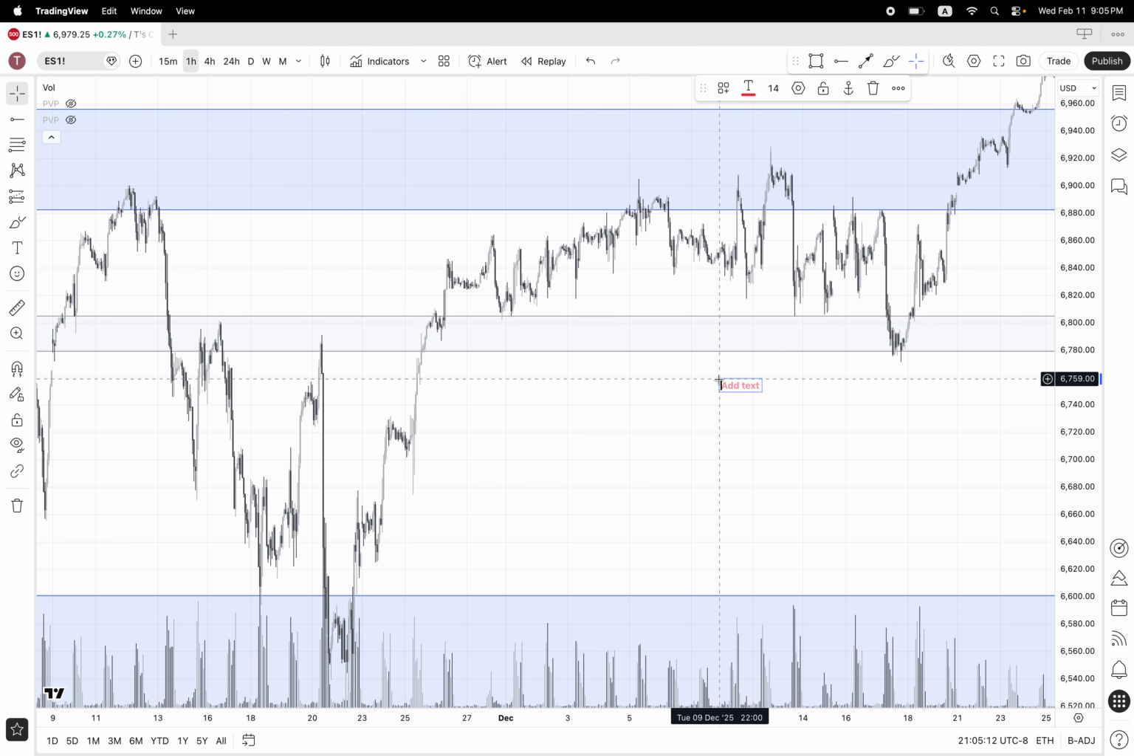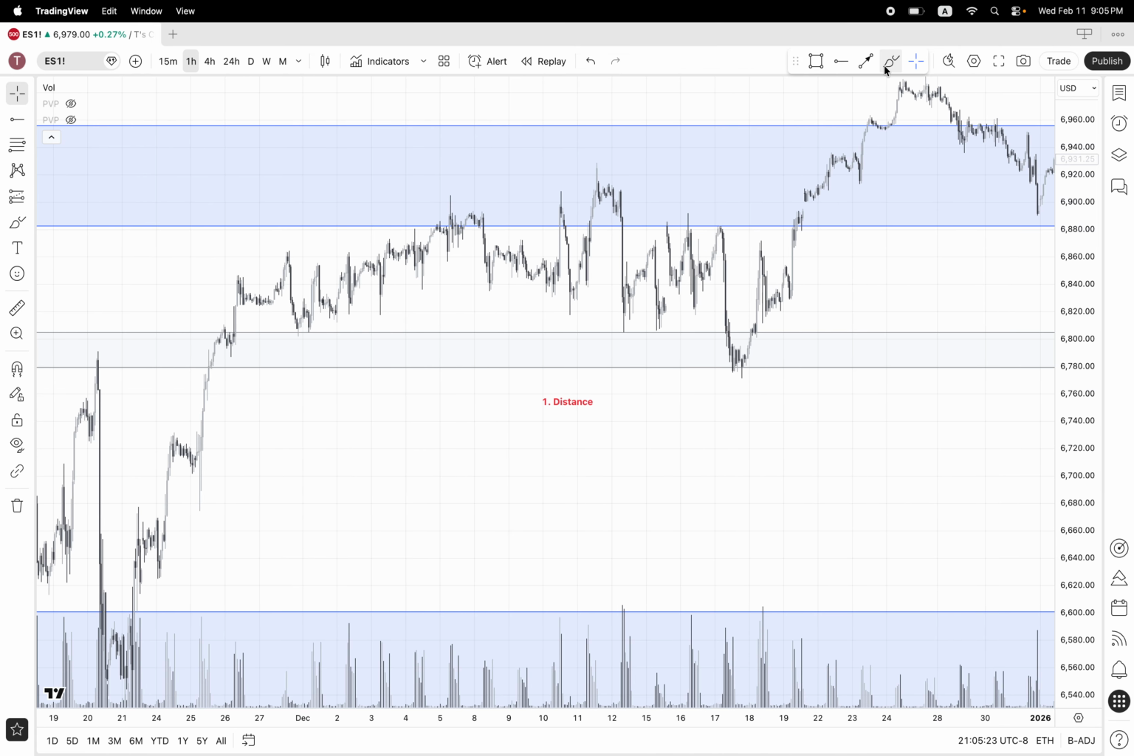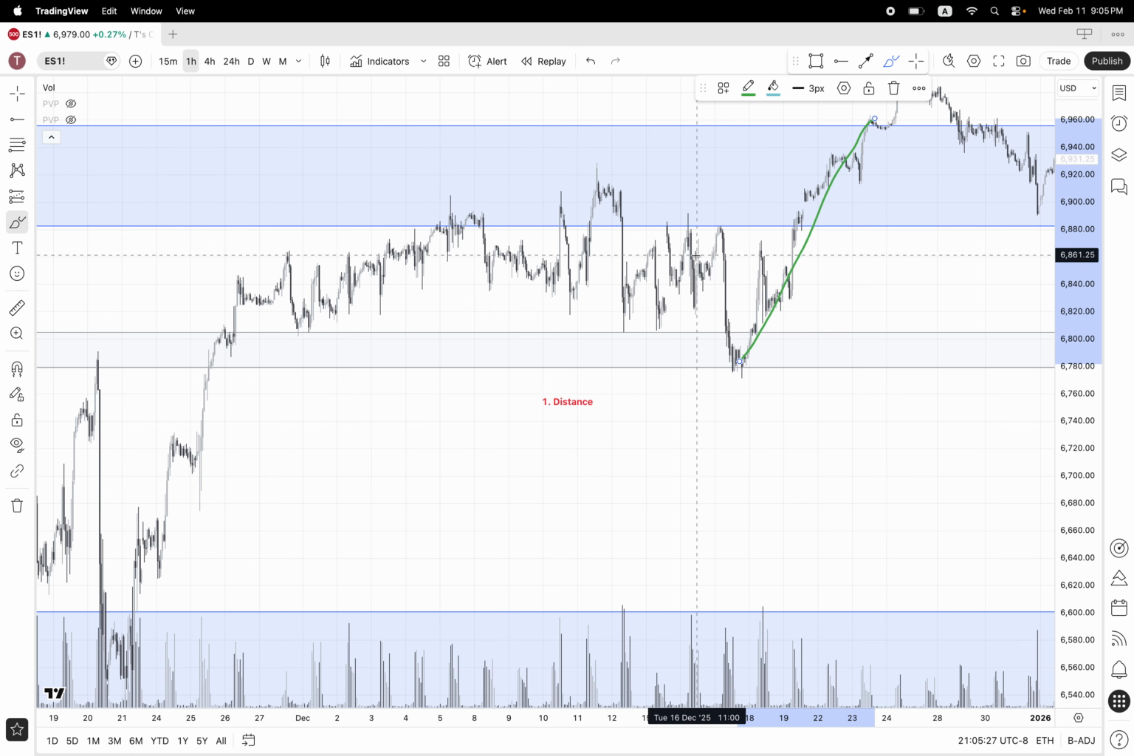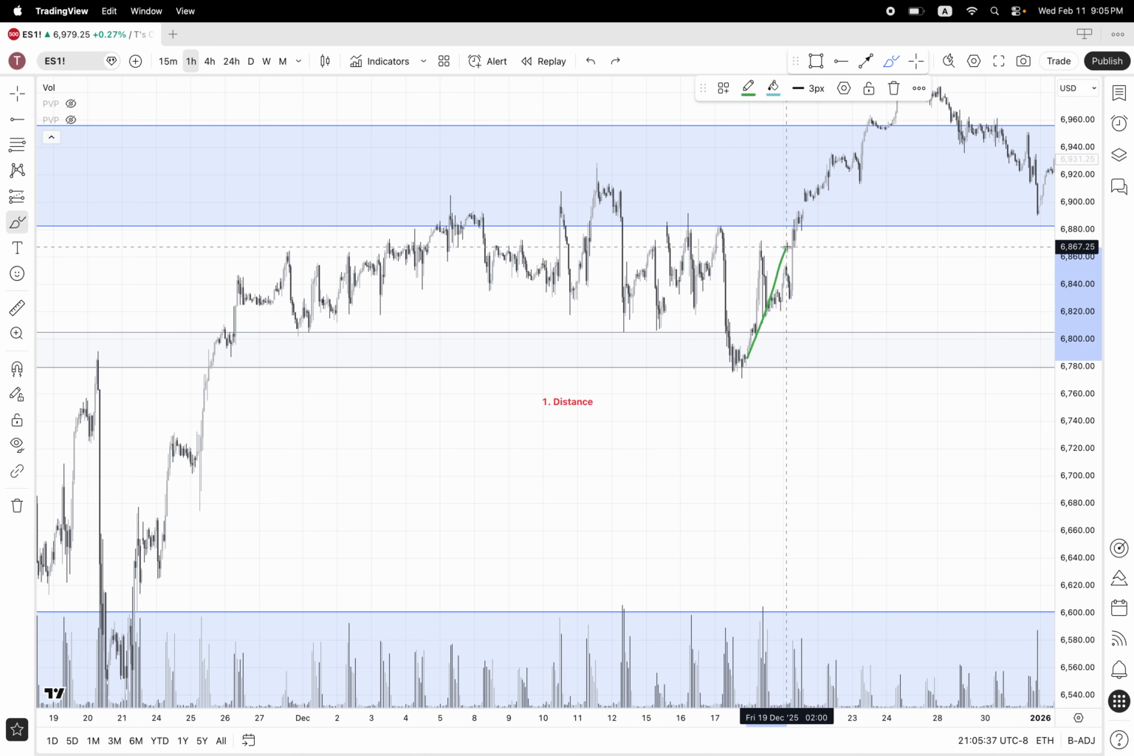Let's write it out for the video as well. Factor number one would be distance. So what do I mean by distance? I mean how far it travels from that level. So it comes in here, right? It's a daily support zone. How far up does it travel from it?